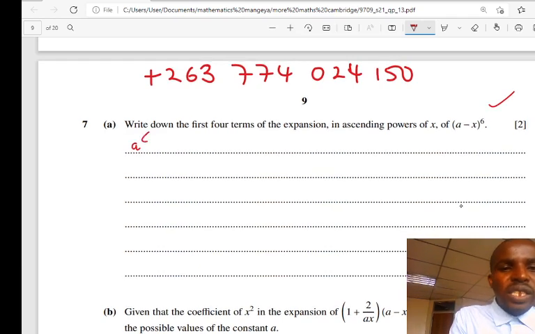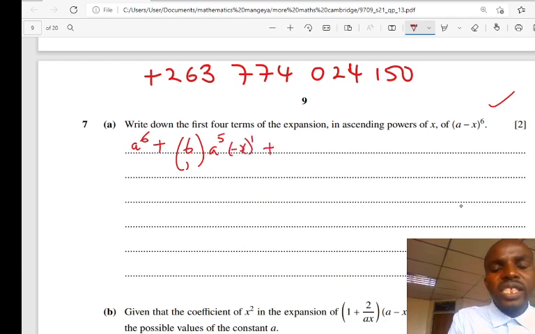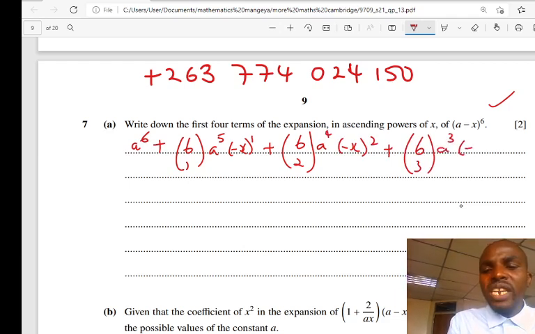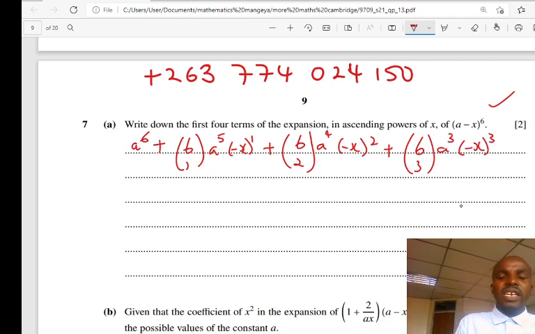a to the power 6 plus 6 choose 1, then a to the power 6 minus 1, which is 5, then minus x to the power 1, plus 6 choose 2, then a to the power 6 minus 2, which is 4, then minus x to the power 2, plus 6 choose 3, then a to the power 6 minus 3 is 3, minus x to the power 3. The formula is there in your booklet, don't worry, you'll see it. It's just a matter of substitution.